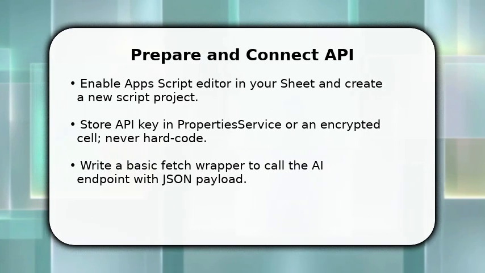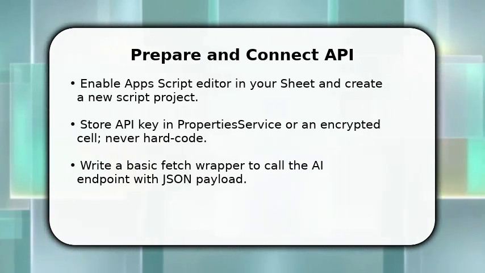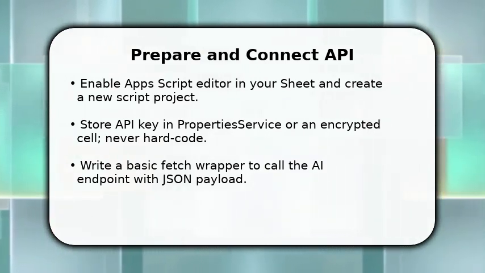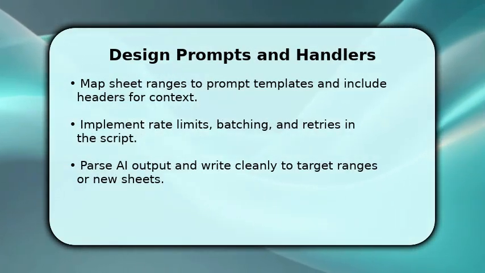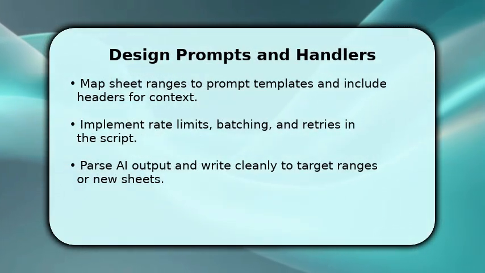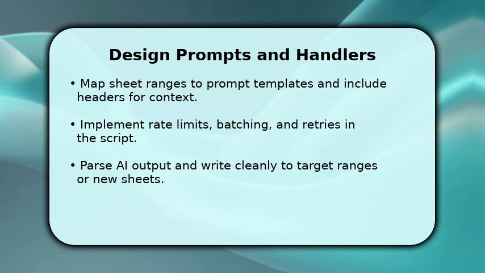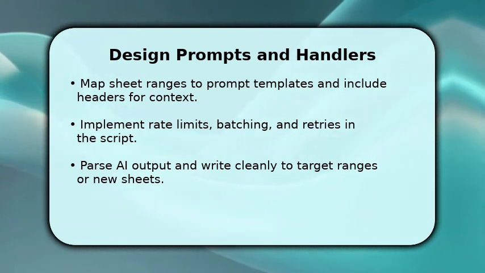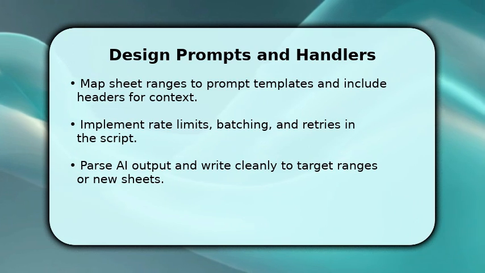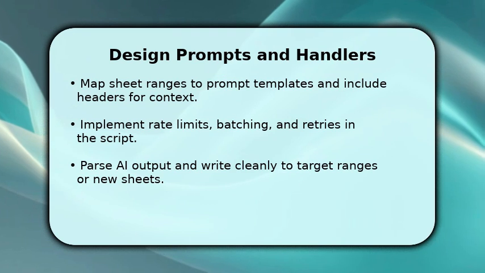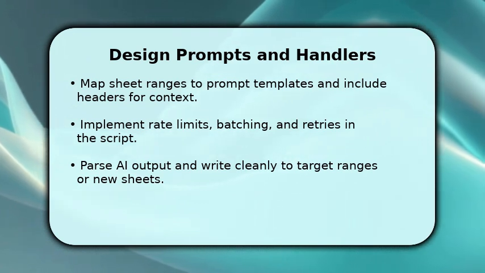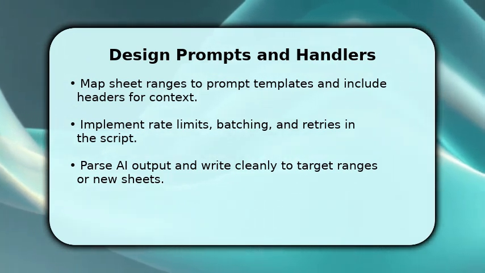You can test with a simple prompt that asks the model to summarize the current sheet range. Next, design prompts and handlers that turn row and column data into meaningful AI queries. Once your wrapper works, map ranges to prompt templates and include headers for context so the model understands structure. Make sure to batch requests for large datasets and add retry and rate limit logic to avoid failures.